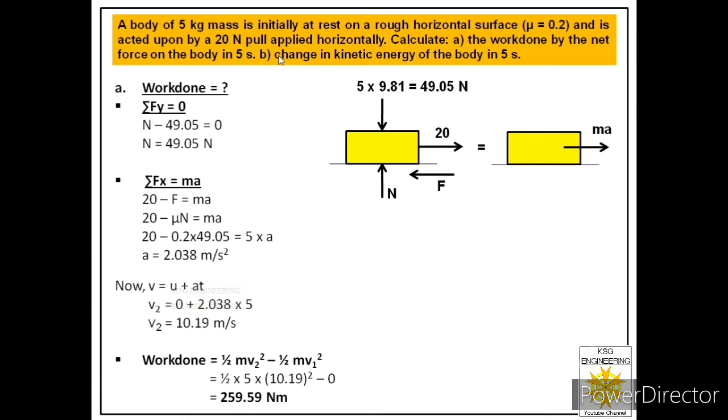Now we have to find the B part. In the B part, we have to find the change in kinetic energy of the body in 5 seconds. The change in kinetic energy is equal to final kinetic energy minus initial kinetic energy, and that we have to find for 5 seconds only. So whatever value we calculated for the work done in the A part is equivalent to the change in kinetic energy of the body for 5 seconds as well. So the answer for the B part is also the same, 259.59 Newton meters. I hope this answer is clear to you. Thank you very much.